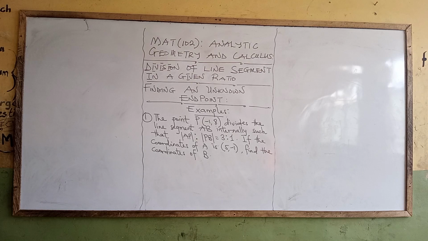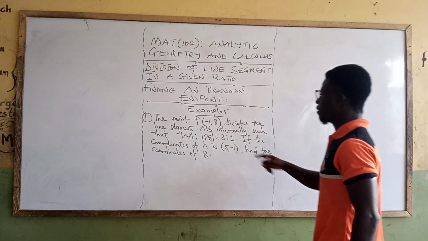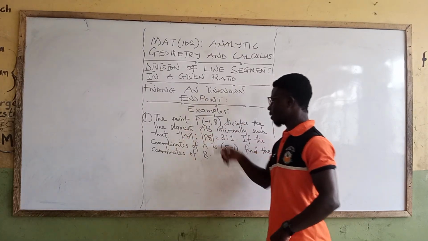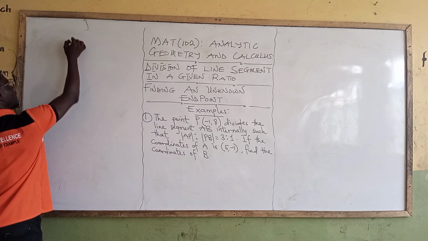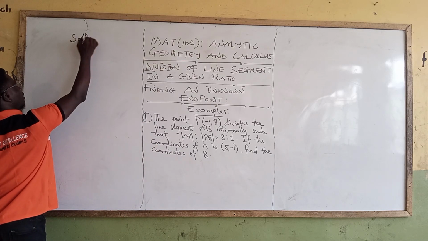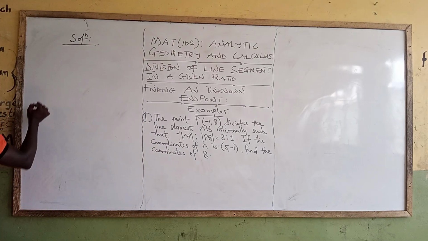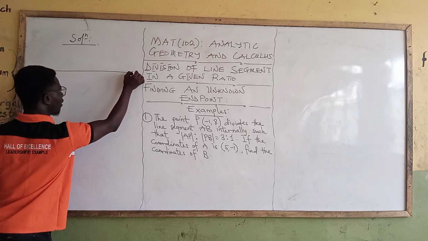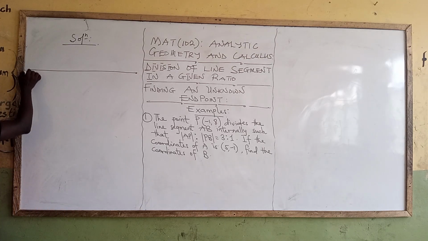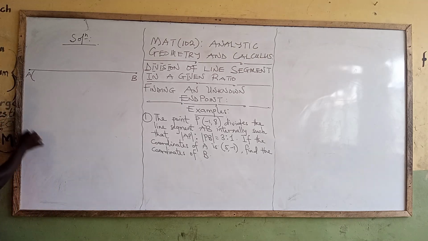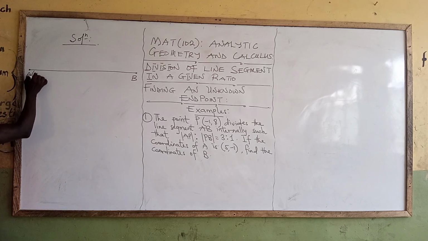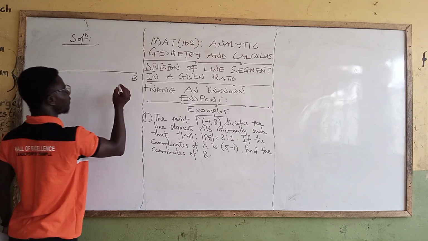So the point P divides the line segment AB internally. Let's see the solution. I can sketch a rough diagram here. They said we have point A, then point B. Point A is giving us (5, -1). Then we don't know point B.